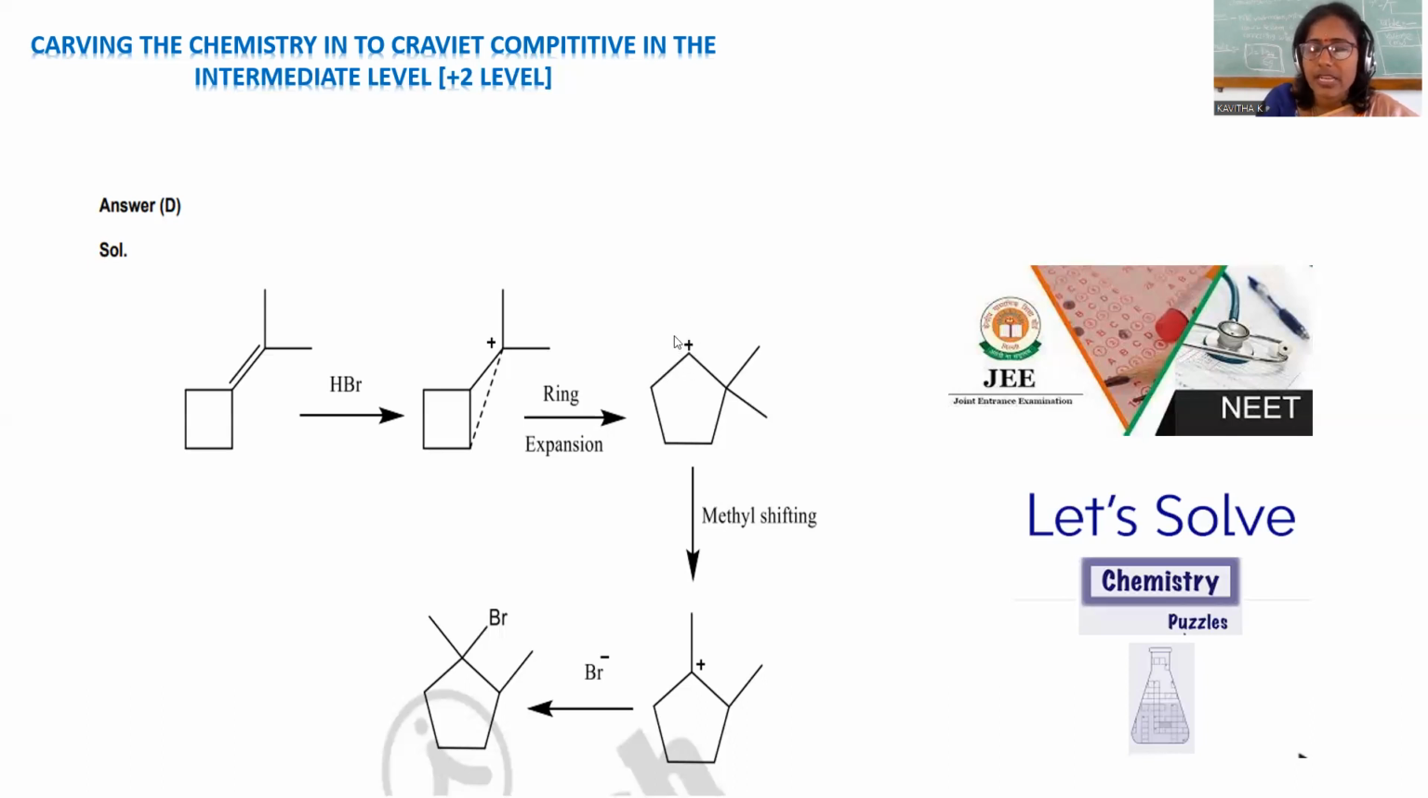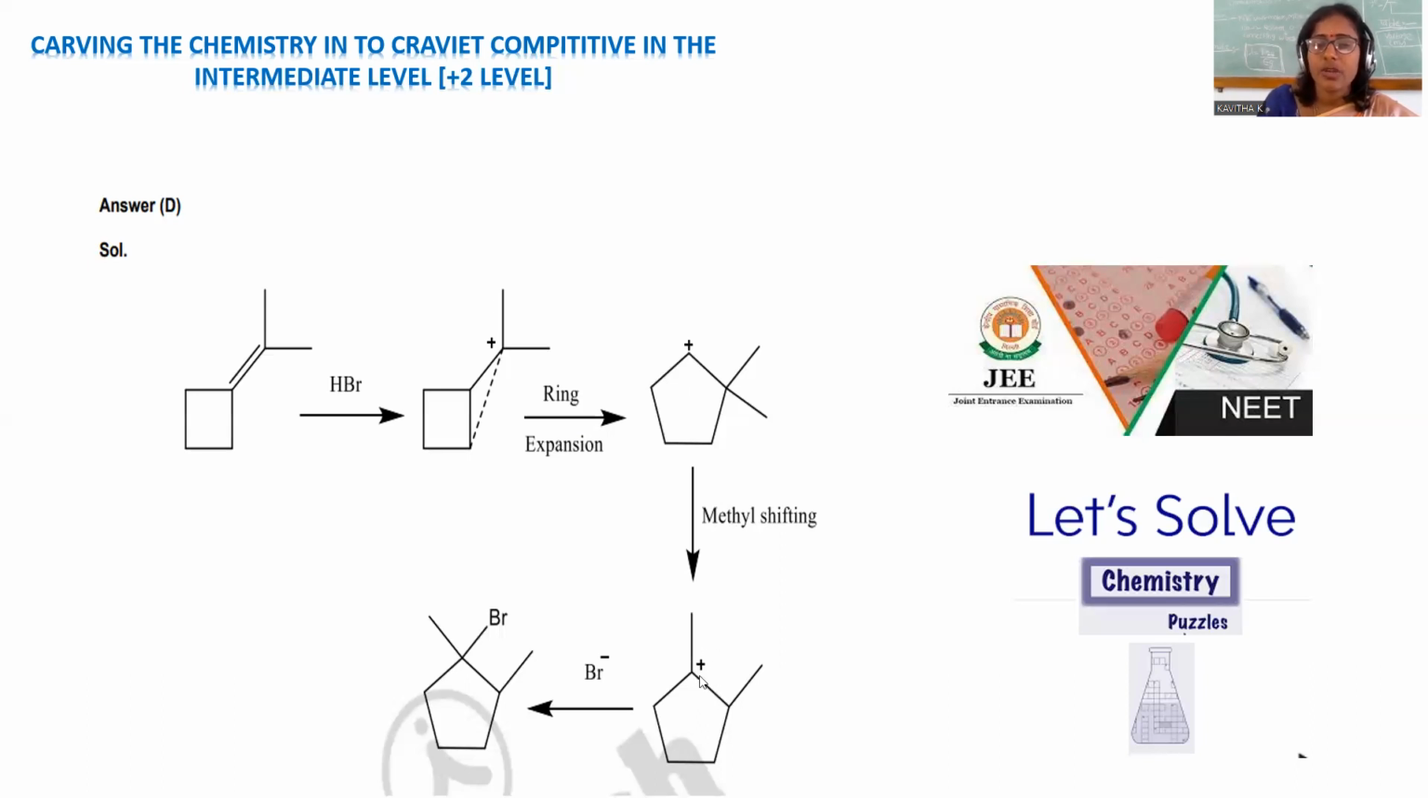If you observe, this carbocation is a secondary carbocation. Always, the stability order holds: tertiary carbocation is more stable than secondary. So here alkyl group shifting is possible. The methyl group will move towards this secondary carbon. Whenever the methyl group comes over here, the secondary carbocation is converted into a tertiary carbocation.